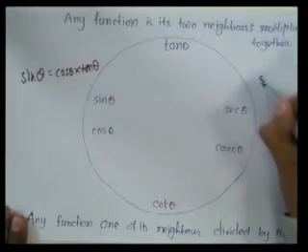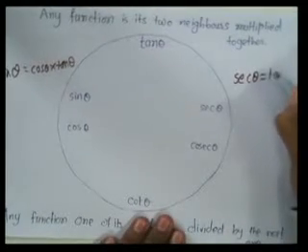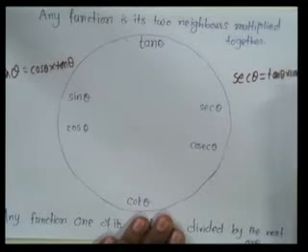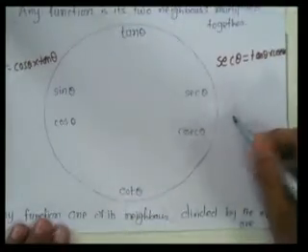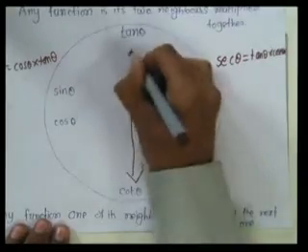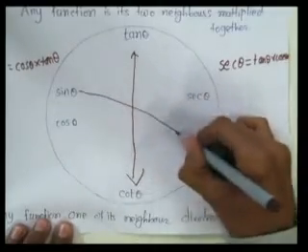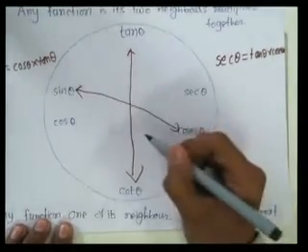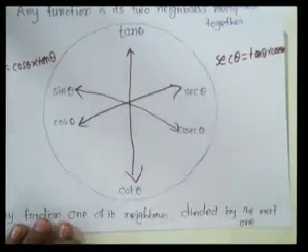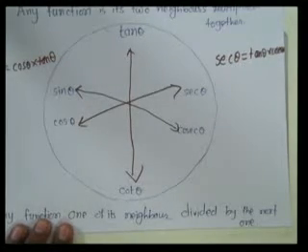For example, sec theta can be written as tan theta into cosec theta. Tan theta equals 1 by cot theta, and cot theta equals 1 by tan theta. Sin theta is 1 by cosec theta, and cos theta is 1 by sec theta, or sec theta is 1 by cos theta. Let us continue on the presentation.